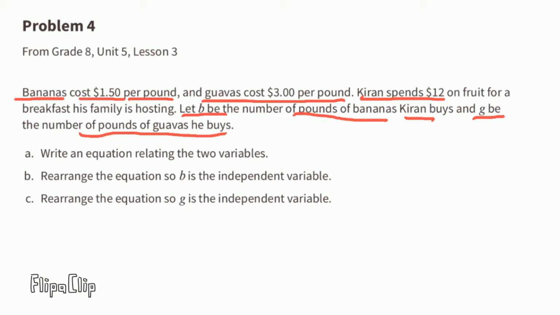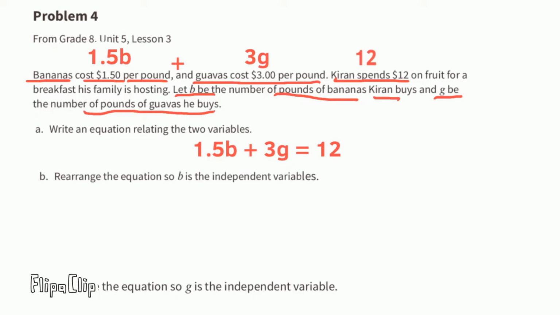Since the bananas cost $1.50 per pound, we can use 1.5b, and since guavas cost $3 a pound, we can use 3g. Since Kieran spends $12, the equation would read 1.5b plus 3g equals 12. B. Rearrange the equation so b is the independent variable.